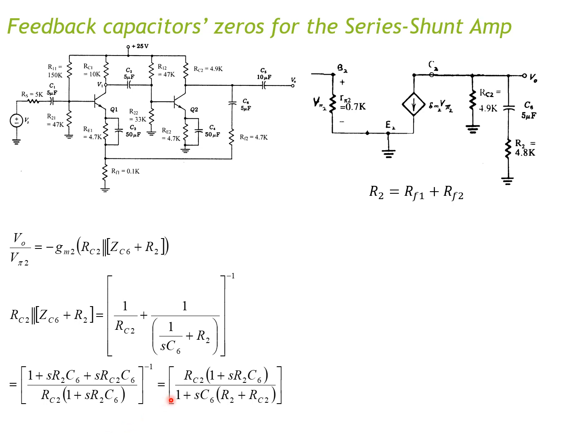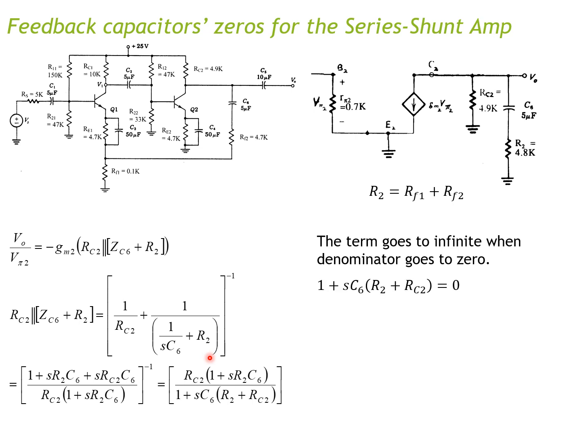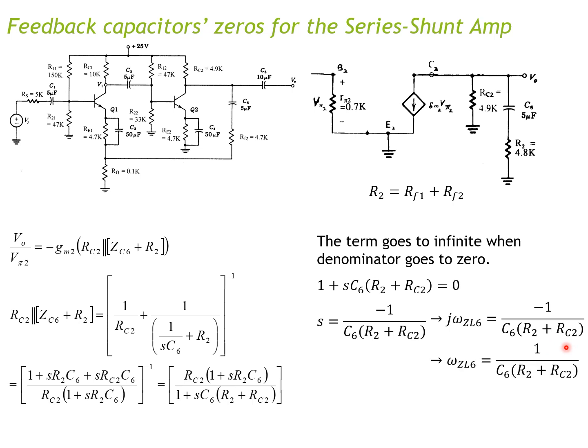Do all of the math just by yourself, I'm not going to intervene. You're going to have this equation. So you have to find a term for s that makes this whole thing go to infinity. This whole thing goes to infinity when this goes to zero. So basically when this happens, you can find that the zero for C6 is, sorry, there's no minus, equal to 1 over C6 times R2 plus RC2. Yeah, the zero for this. So you plug in all the numbers, it's going to be 20.6 radian per second.